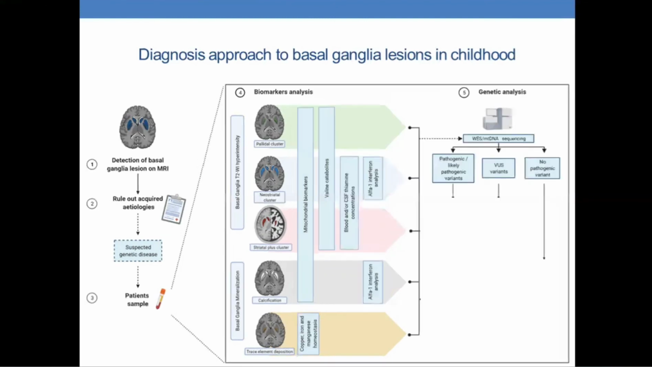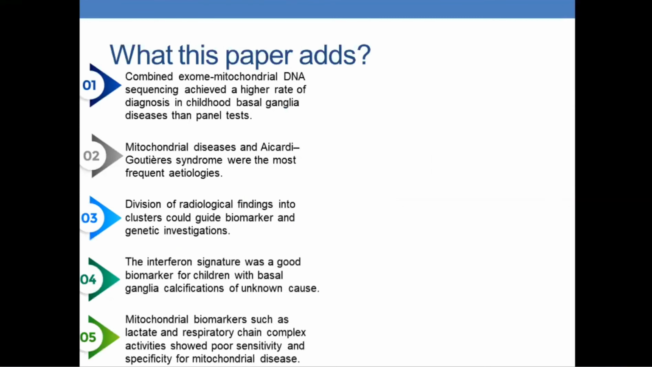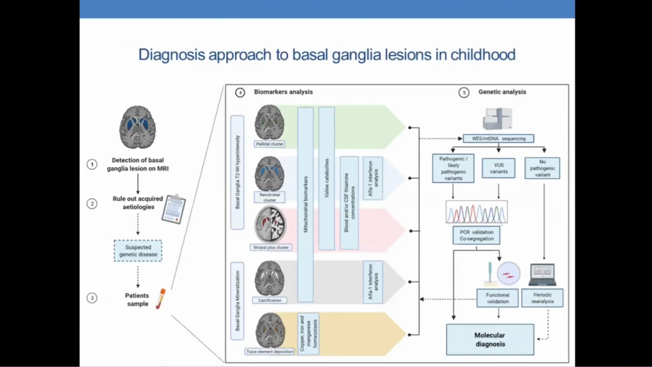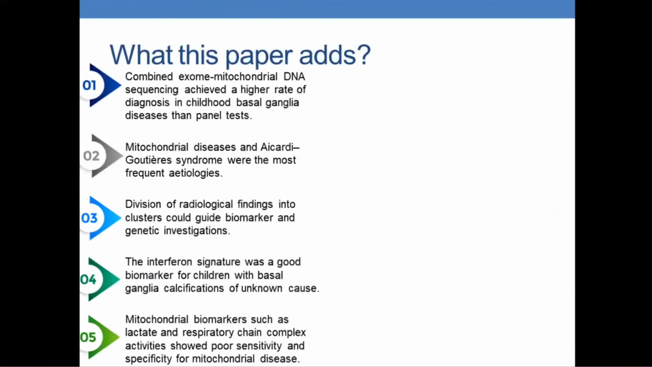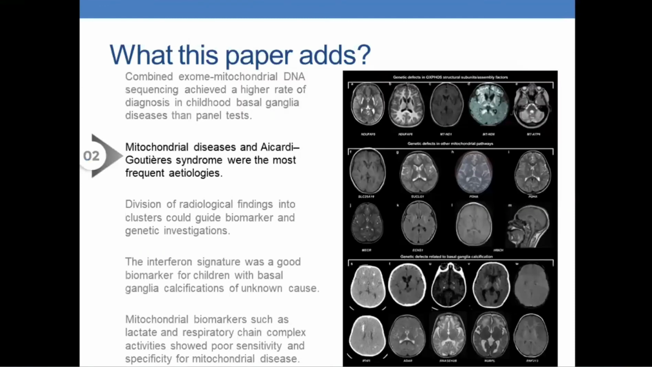A combination of whole exome and mitochondrial DNA sequencing is proposed in children. Periodic reanalysis should be held on those with no pathogenic variants identified. This approach led us to identify the acquired and genetic causes of basal ganglia lesions in most pediatric patients affected by severe motor disorders. So, what this paper adds: combined exome and mitochondrial DNA sequencing achieved a higher rate of diagnosis in childhood basal ganglia diseases than panel tests. Mitochondrial disease and Aicardi-Goutières syndrome were the most frequent etiologies.